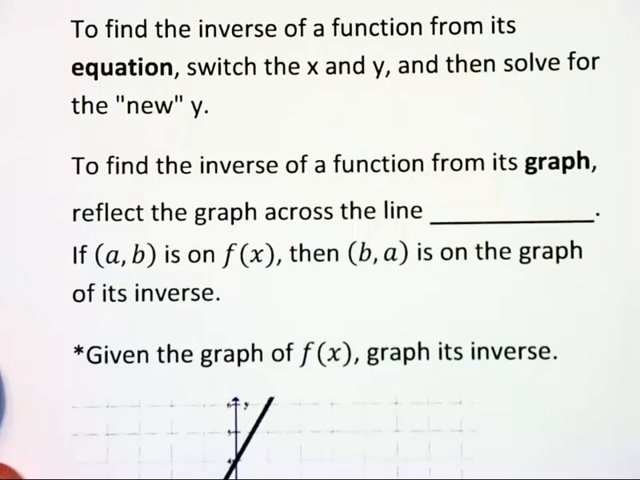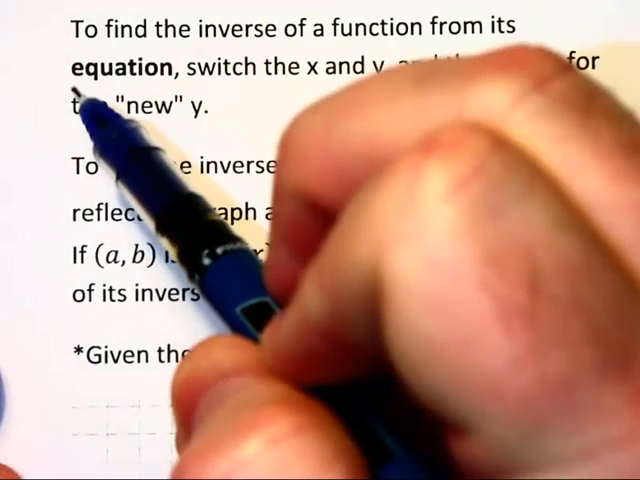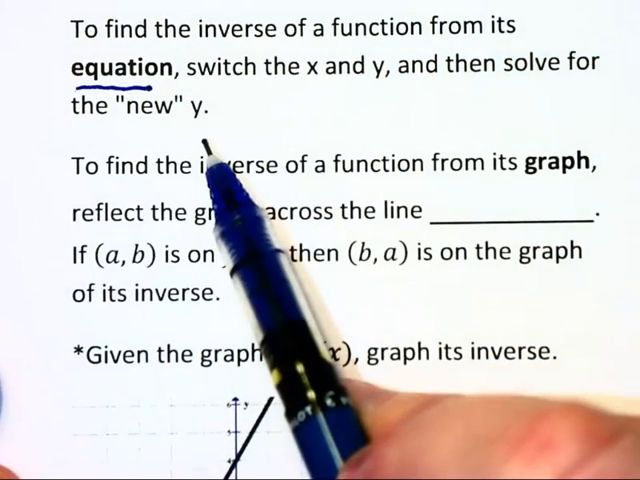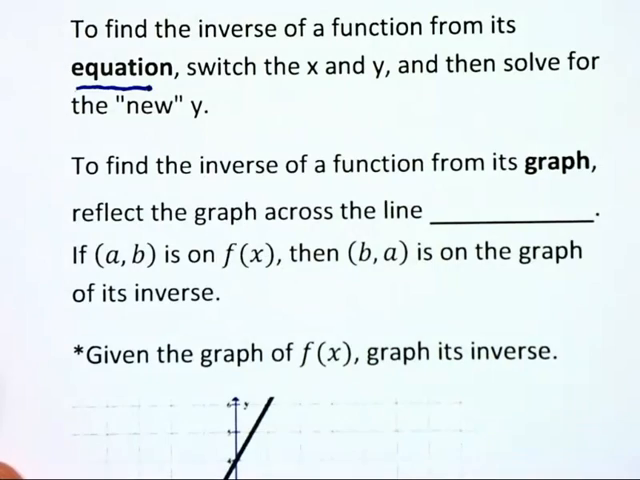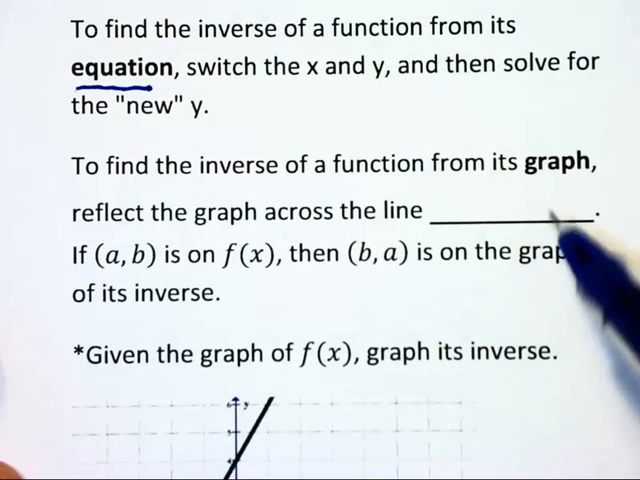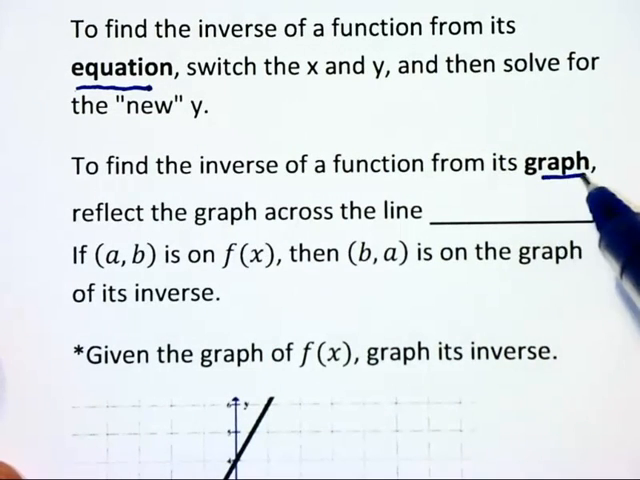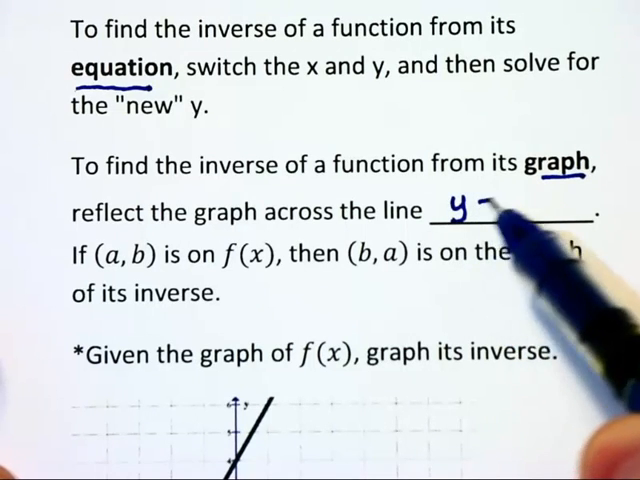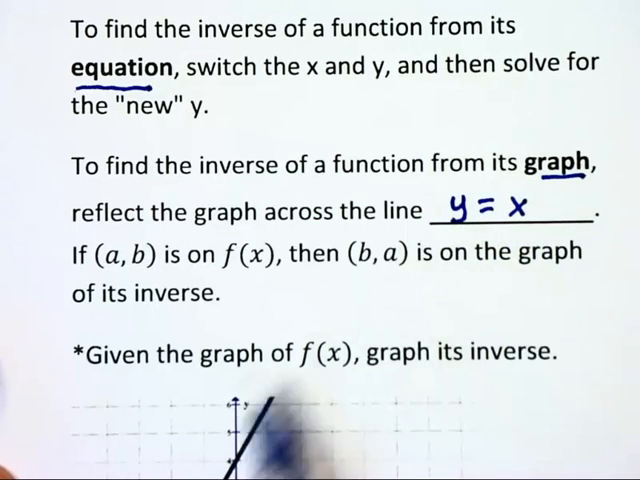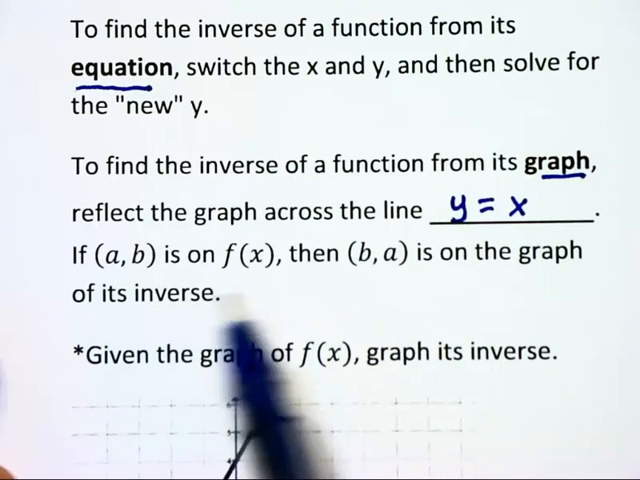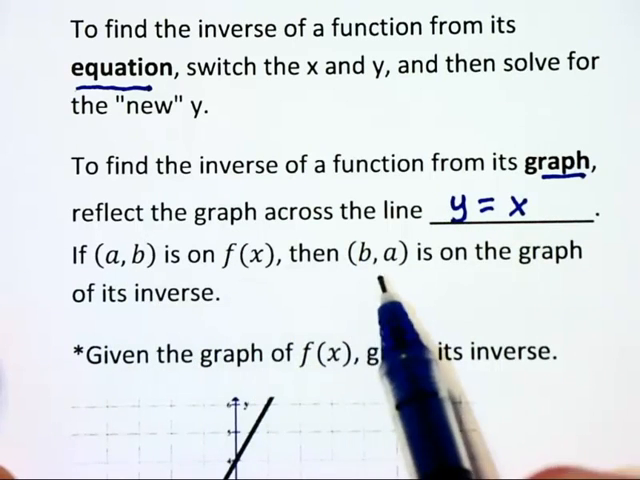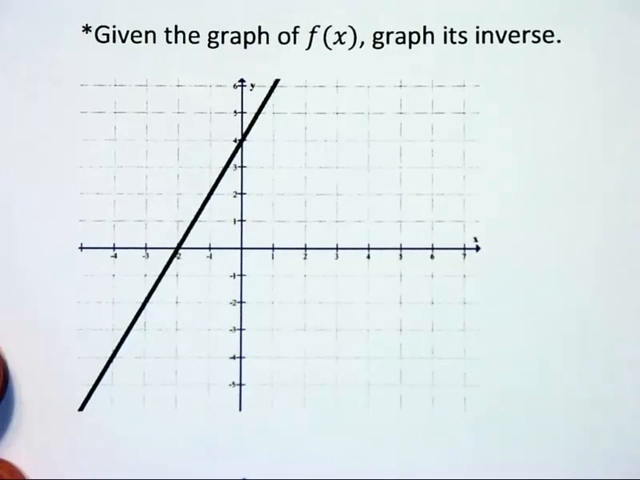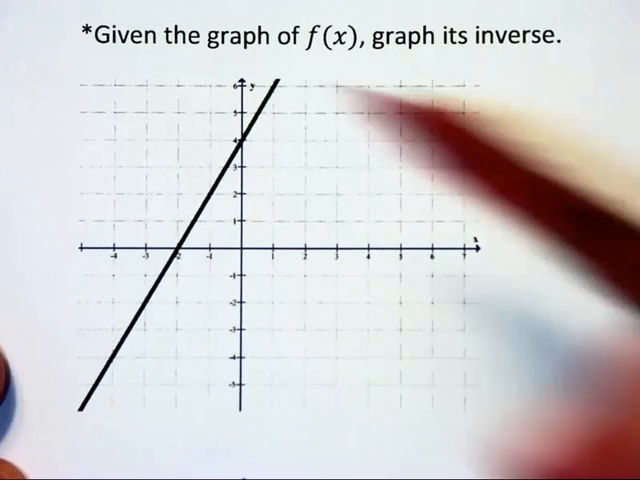Anytime we want to find the inverse of a function from its equation, we're going to first switch the x and y and then solve for the new y. Now, if we want to find the inverse of a function from its graph, we're going to reflect the graph across the line y equals x. In other words, if a comma b is on f of x, then b comma a will be on the inverse. In this first example, we're asked to find the inverse of this graph.